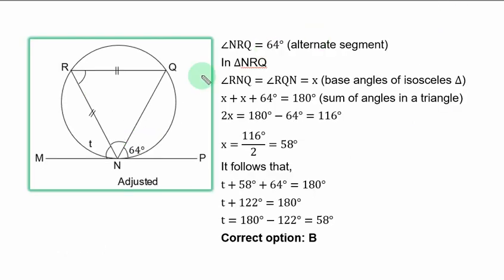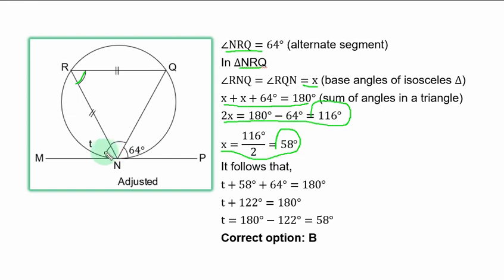So the solution continues. You have angle N arrow Q, that is this angle, 64 degrees, alternate segments. In triangle N arrow Q, the base angles are equal. Let the base angles be S. So if you add the three angles in the triangle, their sum is 180 degrees. You add S and collect like terms. You have 2S equal to this, and that is 116 degrees. Divide through by 2. S is 58 degrees.